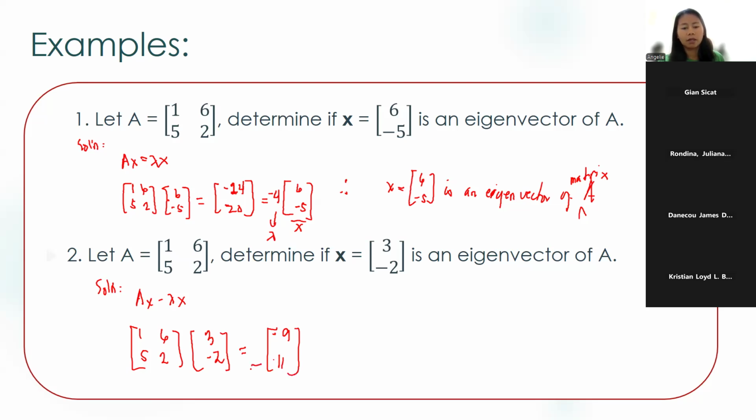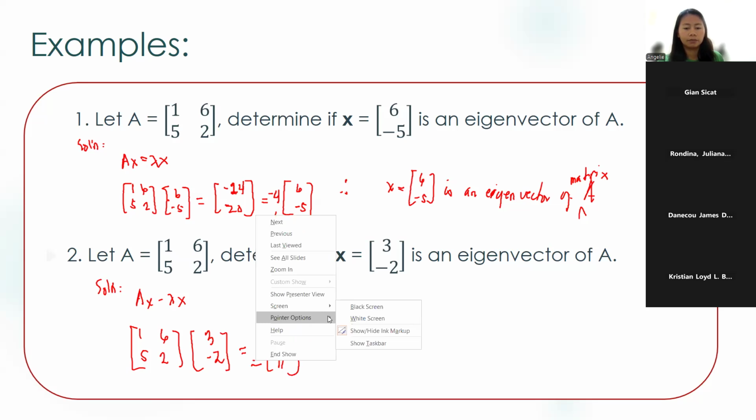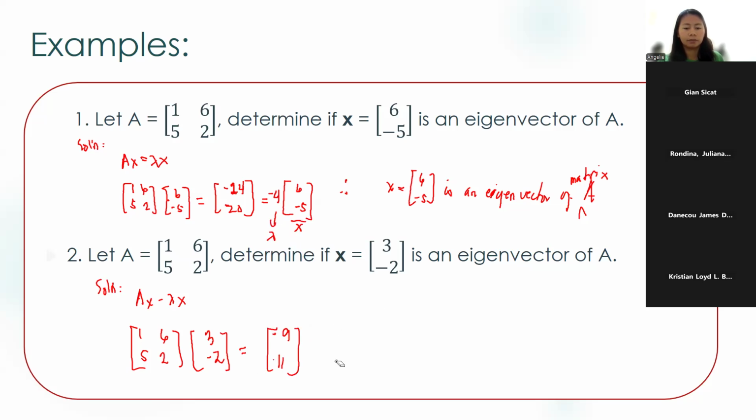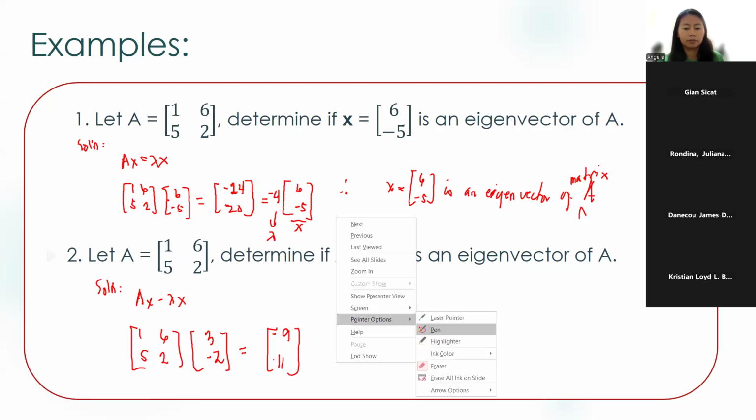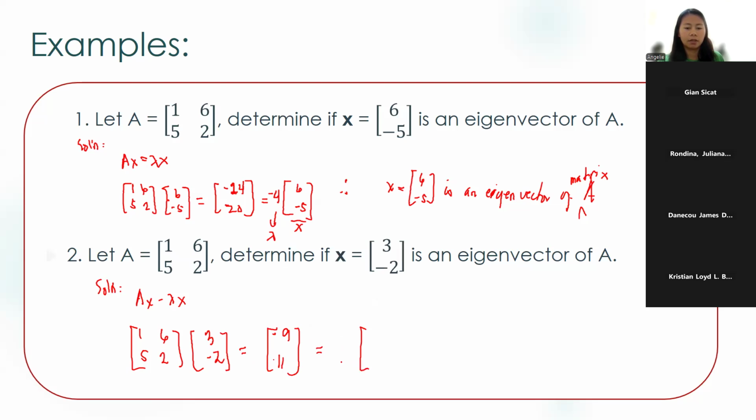Can we find a scalar here that, if we multiply that scalar to our x, will result in this matrix? Can we see the scalar? Yes or no?